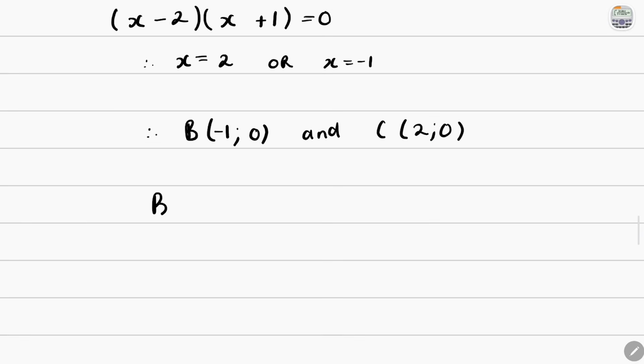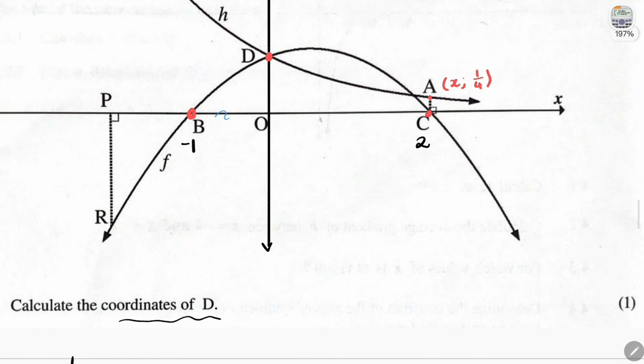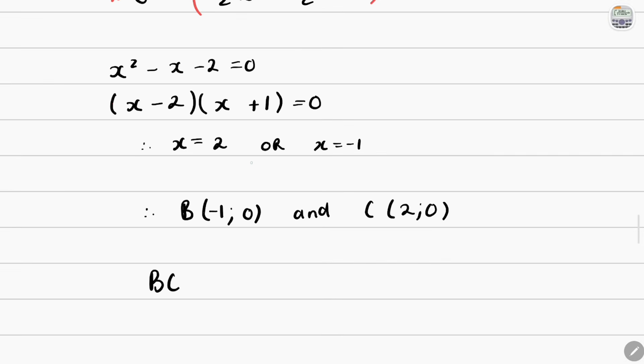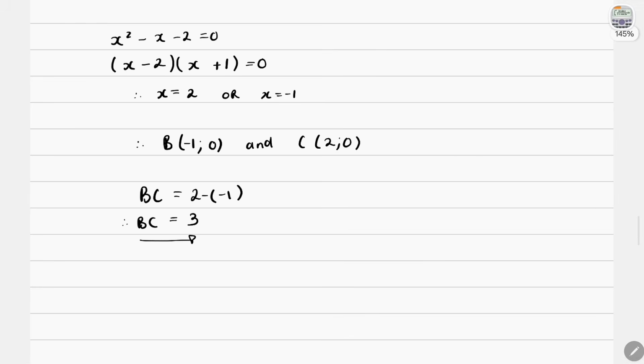And so to find the length of BC, seeing that this is a vertical line, all you have to do is count that distance. You can decide to count it like this and say, oh, that's 2 units, okay, to the right, and that's 1 unit, and that's therefore 3 units in total. Or you could just say the higher x value minus the lower x value. So we can say that BC is simply equal to 2 minus negative 1, which is equal to 3. And that is our answer.